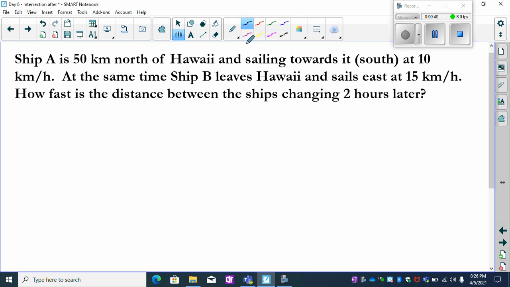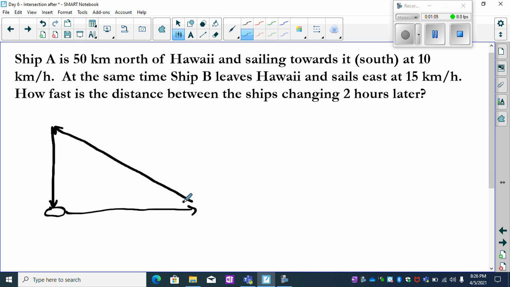Okay. In this picture, we're going to start with a diagram. All right, we'll let this represent Hawaii. We have a ship sailing south towards it, and at the same time, we have a ship leaving Hawaii and heading east. They want to know the rate at which the distance between the 2 ships is changing. Now, in this diagram, all 3 of these distances are changing. It's unlike the ladder question. It's similar to the ladder question in the sense that we drew a right triangle.